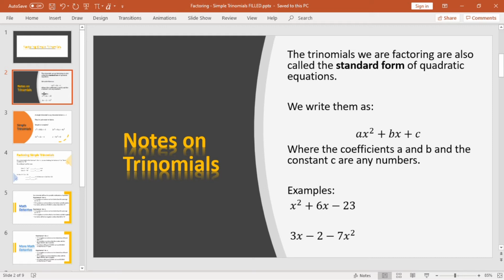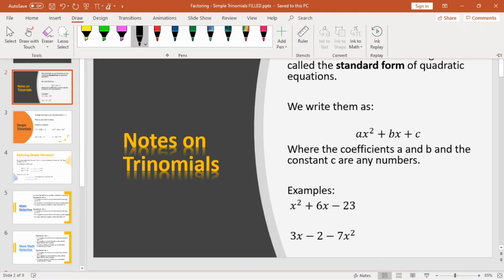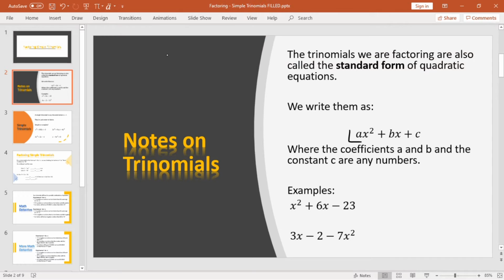So when we write the standard form, and this is important because we'll use this again, we always make them with this ax squared plus bx plus c, okay? And a and b, as well as c, can be any number. They can be -5, they can be +21, it doesn't matter. But a, b, and c represent numbers that go with variables.